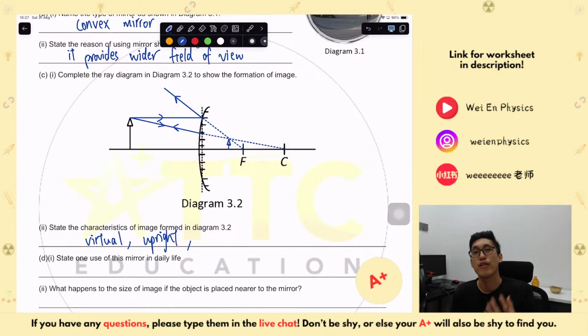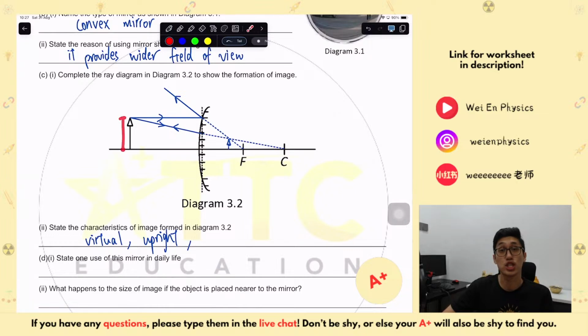And the last one is the size. Now this one is very obvious, it is smaller than the object, so we call it diminished. If it's bigger, we can say magnified. If it's the same size, then we can say same size. If you're not sure, you just take a ruler and then you measure the height. Okay, so this is diminished, smaller.